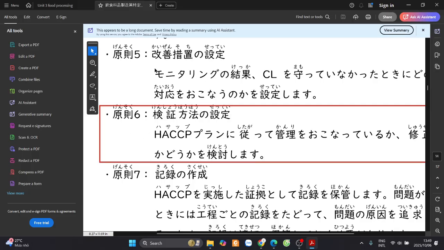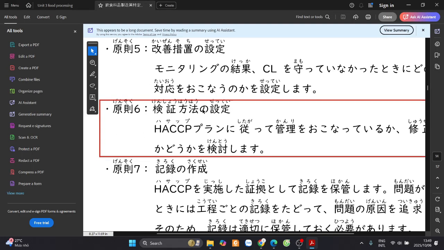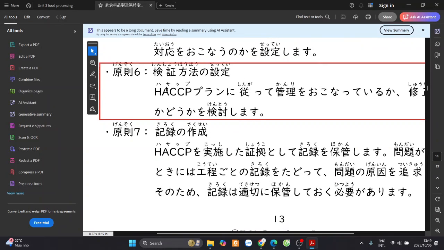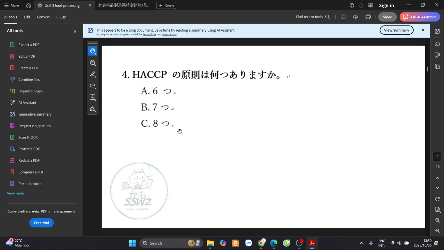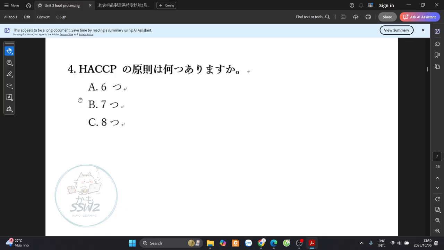原則6, 検証方法を設定, setting the verification step, and 原則7, 記録を作成, we establish a record of the information. So in this question there is a total of 7 principles for HACCP. So it is the B answer.